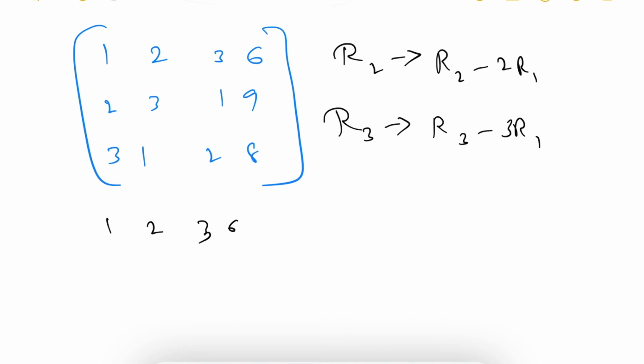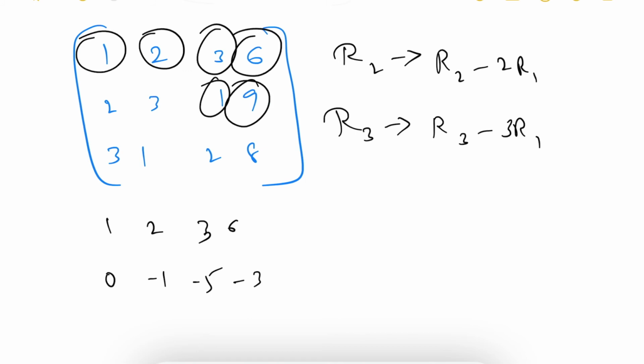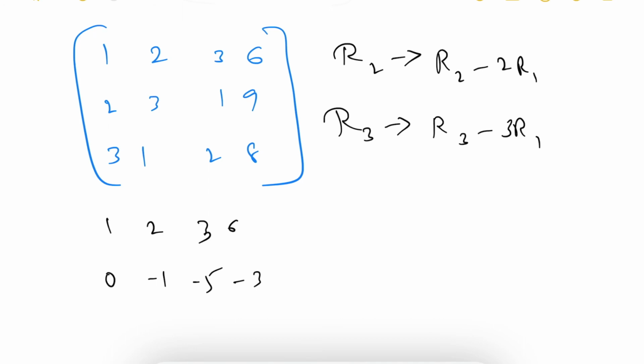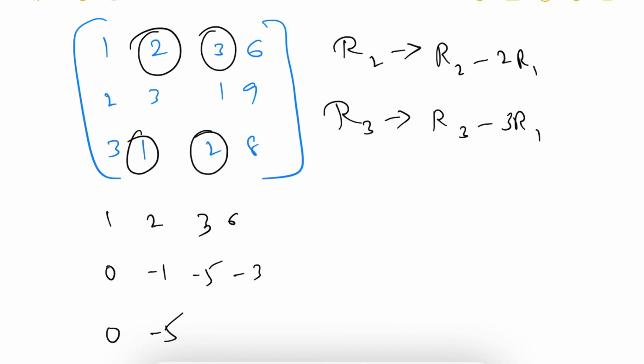Then second row, 2 minus 2, it will become 0. 3 minus 4, minus 1. 1 minus 6, minus 5. 9 minus 12, it will become minus 3. The same way the third row also, if you write, what is the third row then? R3 minus 3R1. Okay, so 3 minus 3, 0. 1 minus 6, minus 5. Next 2 minus 6. Oh no, 3 times, right? Okay, so 2 minus 9, it will become minus 7. Then 8 minus 18, it will become minus 10.